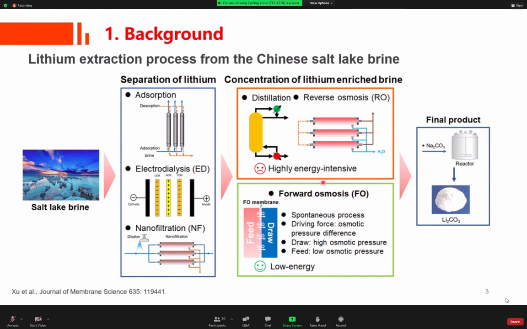To largely reduce the energy cost, spontaneous forward osmosis technology has been proposed. Forward osmosis, or FO, uses the osmotic pressure difference between two solutions separated by a membrane as the driving force for water transport. So it is a spontaneous and low energy process.